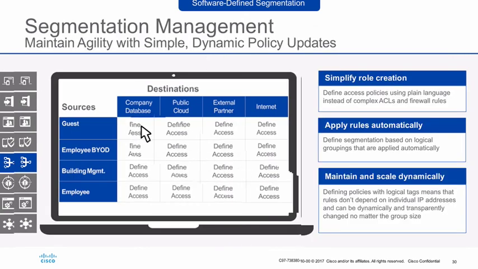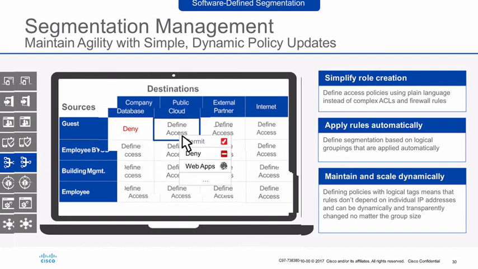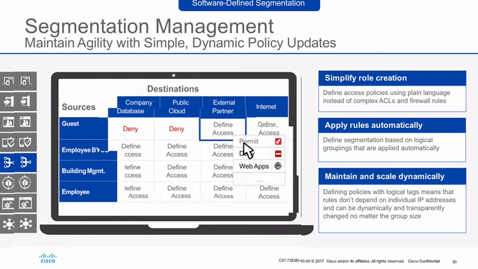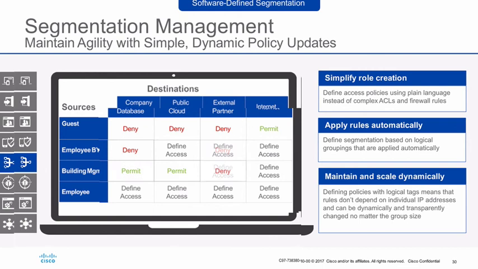So with using ISE as the centerpiece for policy, we have the ability to make sense of what all these tags mean. And we have something called the TrustSec matrix inside of ISE. Here's where we can define what those tags mean and how they can communicate across the network. In this example, I've got a guest tag where I say, you know what, they don't need access to the company database, the public cloud, or the external server, just give them the internet. That's all we need.